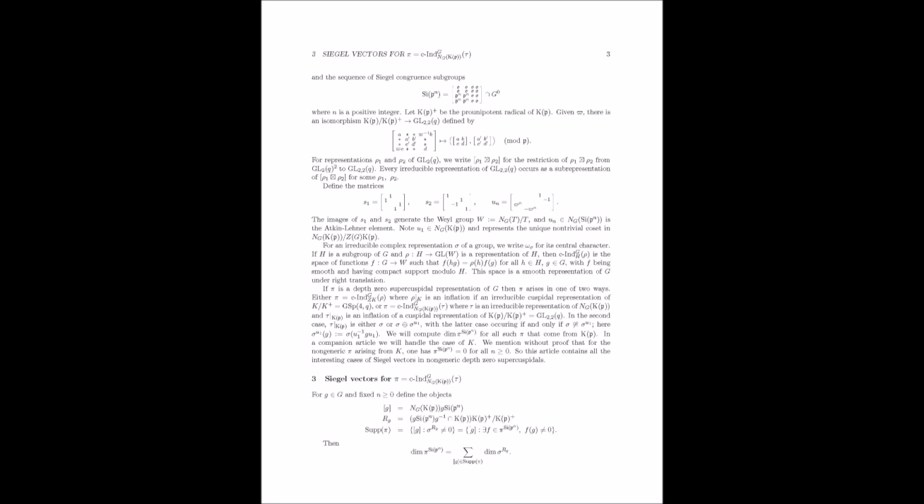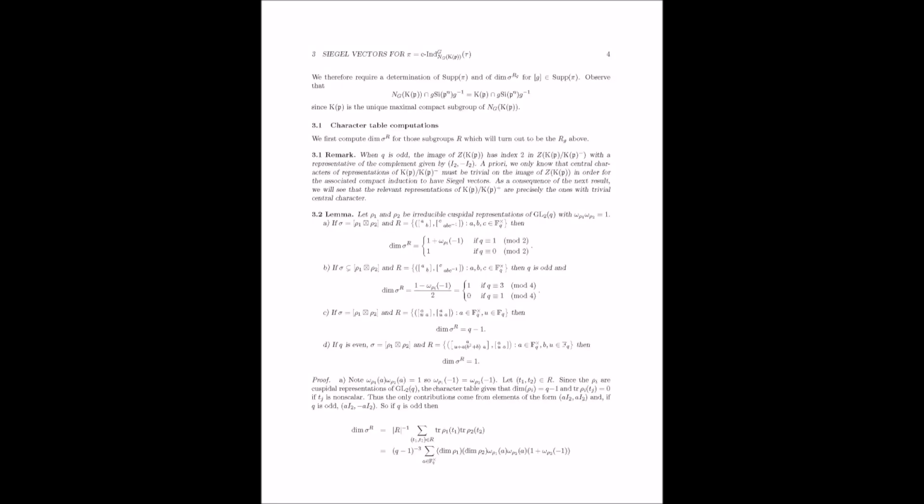Sure. So basically, a depth zero supercuspidal representation is a special type of representation. You find it when you're studying p-adic groups. They're like, I guess you could say, building blocks for more complicated representations, and they have certain properties that make them really interesting when you're studying Siegel modular forms.